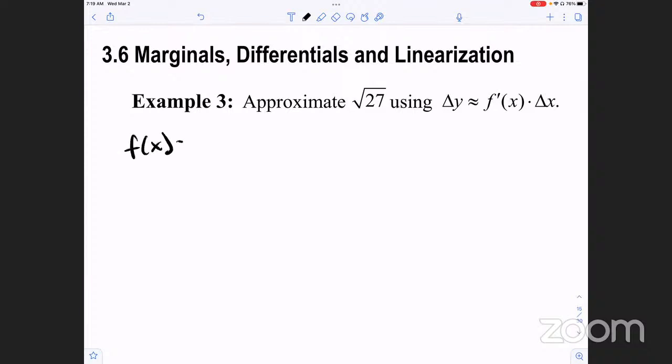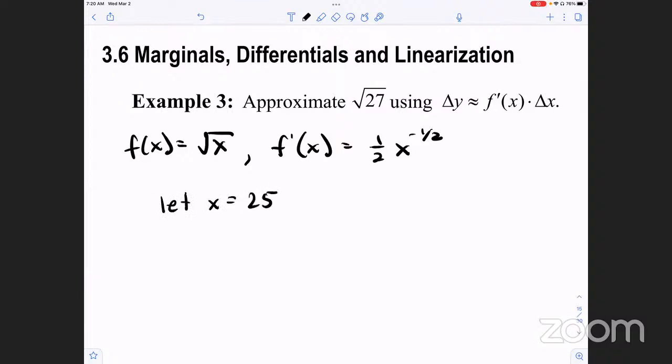So we can let our f of x be the square root of x. If this is our f of x, then we can go ahead and identify our f prime of x. That's going to be 1/2 x to the negative 1/2. I'm going to leave it like that. Our x is 27. Let's try this. We're going to say let x be 25, because that's a square that we know. We know that square root.